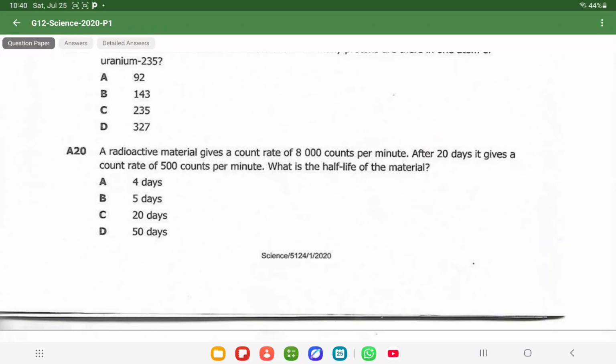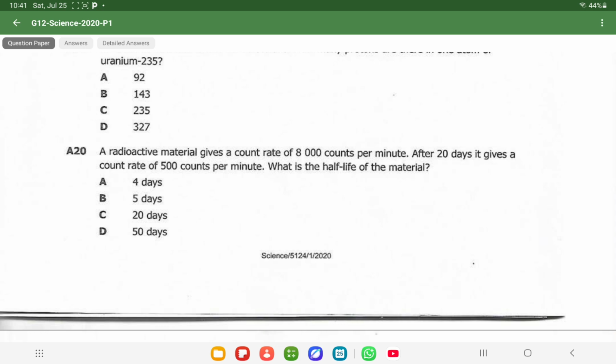Let us do question 20, which is radioactivity. A radioactive material gives a count rate of 8,000 counts per minute. After 20 days, it gives a count rate of 500 counts per minute. What is the half-life? So the initial count rate was 8,000, the final count rate was 500, the time given is 20 days, and we are looking for the half-life.